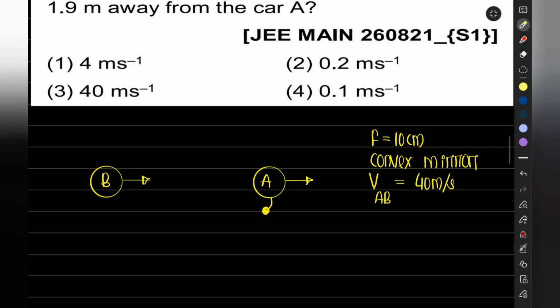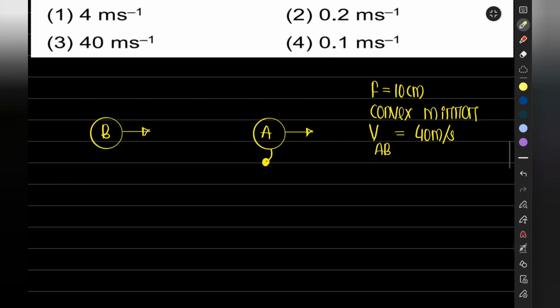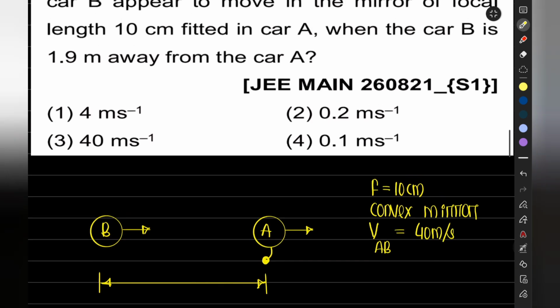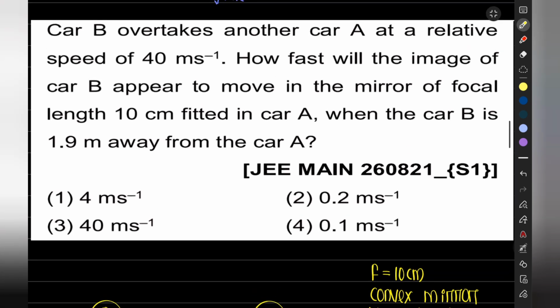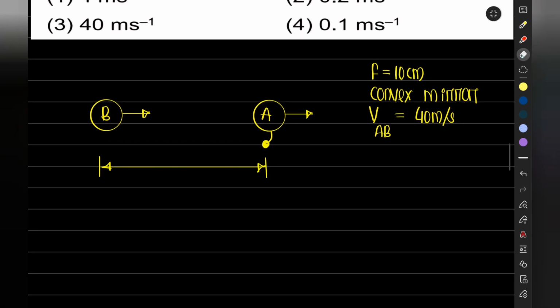Let's proceed then. As we can see here, the focal length is given, the speed of cars A and B is given, and one more thing is the object distance, that is the distance of car B from car A. It is also mentioned in the question. This distance is basically 1.9 meter, and it will act as the object distance. So the object distance is 1.9 meter. Which concept should we use?